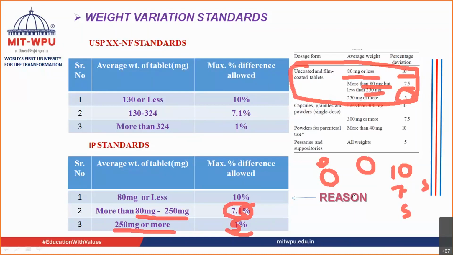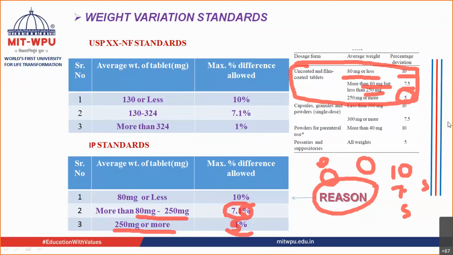Now, my question to you is, what is the reason why this must be given as 10%, then 7.5% and 5%? Why is it given in this way? Why is it not standard, that it should be 10% only, or 5% only, or 7% only? Why does it depend upon the average weight of the tablet? Can anybody tell me fast? A difficult question, but if you are able to tell me.